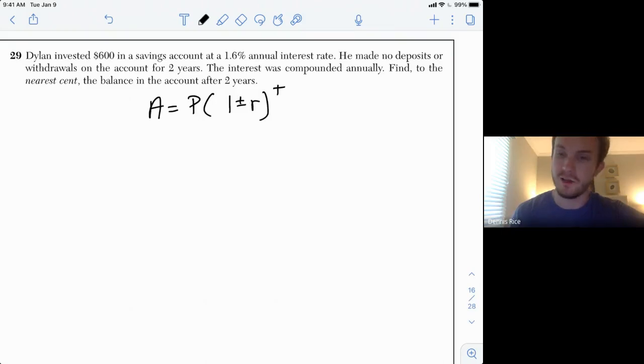You don't get this equation, no. So you would need to know this. This is one of the ones you need to know. Not super complicated.